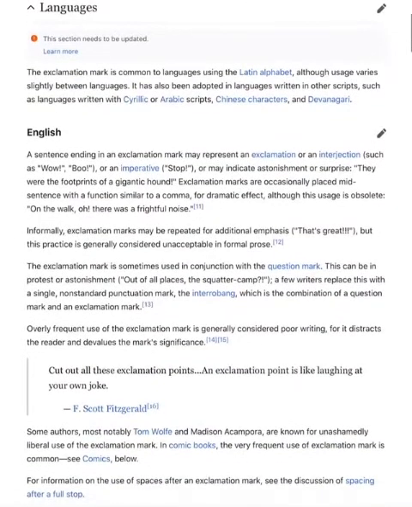Languages. The exclamation mark is common to languages using the Latin alphabet. Although usage varies slightly between languages, it has also been adopted in languages written in other scripts, such as Cyrillic or Arabic scripts, Chinese characters, and Devanagari.